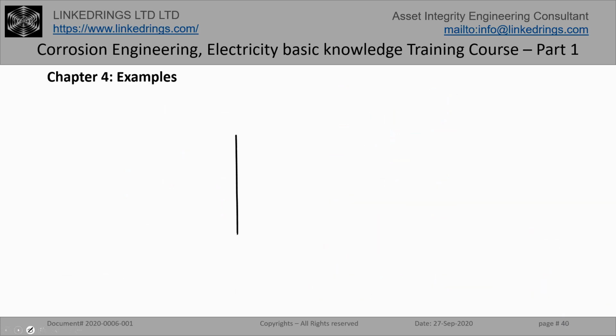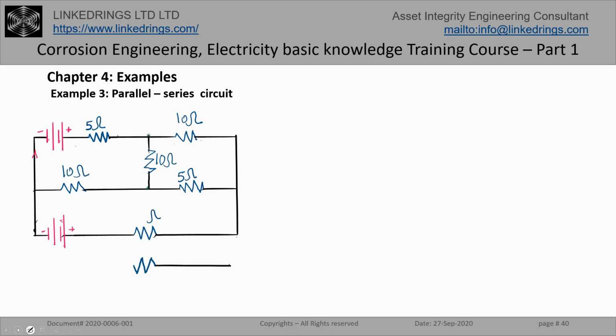Let's take example number 3. Example number 3 is a parallel-series circuit combination. Interesting, correct? Okay, I encourage everyone to stop the video here and try to solve this example by yourself and see where you will reach. Okay, so I'm going to solve it with you.